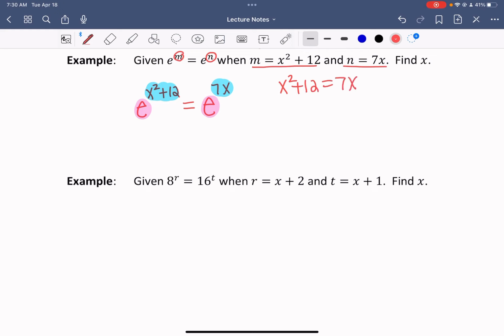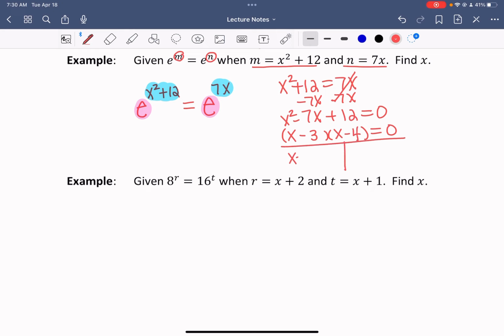When I see something like that, I can see I have a quadratic, so that means I want to move everything over to one side. That gives me x squared minus 7x plus 12 equal to 0. And then I could factor. Now, if you're not super sold on factoring, you could use the quadratic formula. That would be negative 3 and negative 4. And so x minus 3 equals 0, so I get 3. And x minus 4 equals 0, so 4. So in this example, we had to pull up some of our quadratic solving skills paired with our one-to-one property.